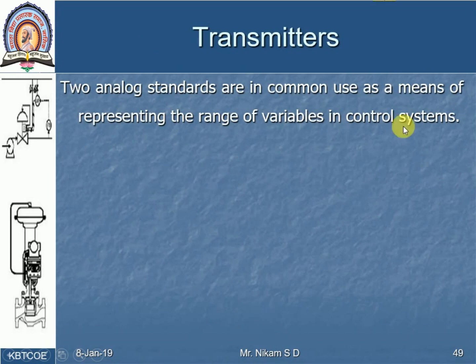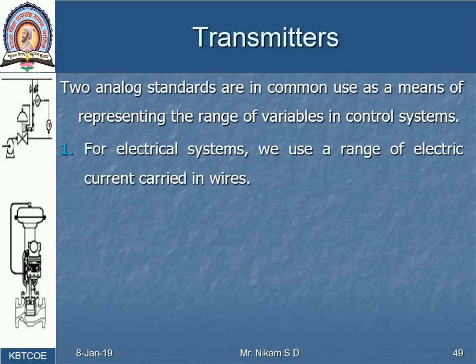Two analog standards are in common use as means of representing the range of variables in a control system. Normally दोन टाइपच्या ranges use होतात. The first range is going to represent pneumatic signal and the second range is going to represent electrical signal or electronic signal. ठीक है?